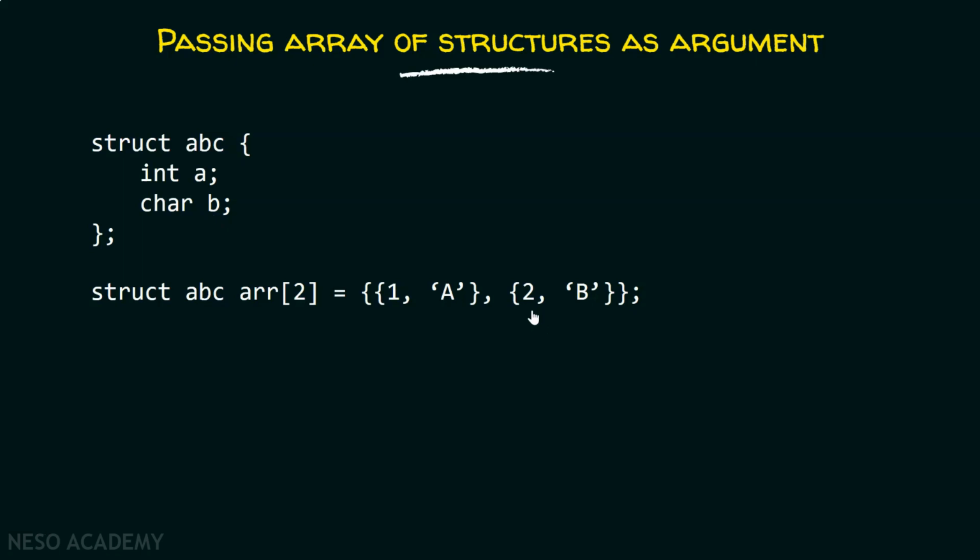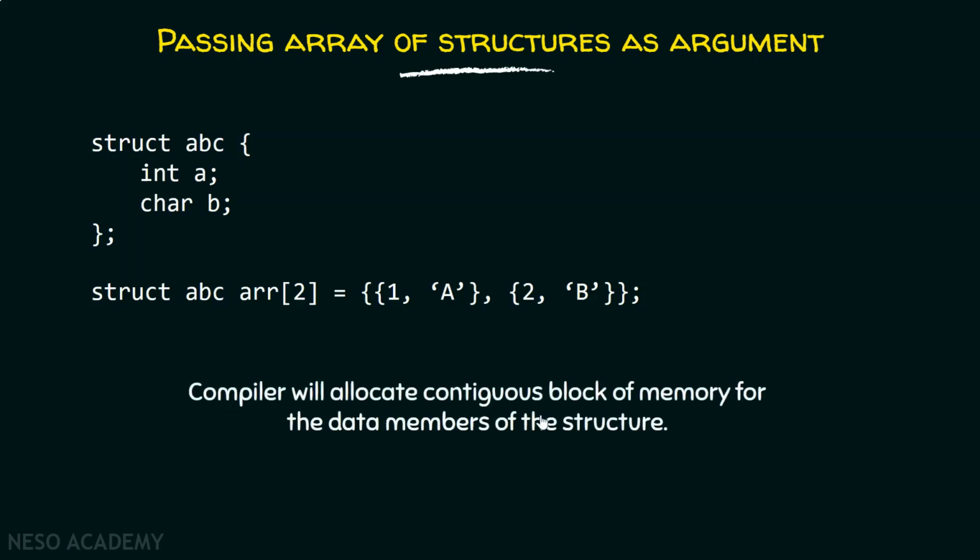Now here, I have another variable which does the job of initializing these members as well. 2 has been given to A, and capital B has been given to this variable B, right? Now here is one important point I would like to emphasize. The compiler will allocate a contiguous block of memory for the data members of the structure. It should be well noted that the compiler will allocate a contiguous block of memory. It is not the case that it is allocating memory anywhere it wants. It's basically allocating a contiguous block of memory for the data members of the structure.